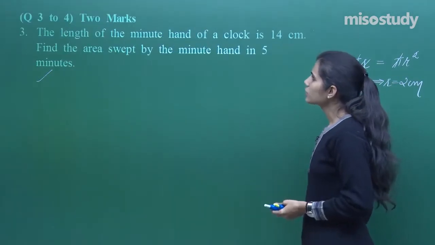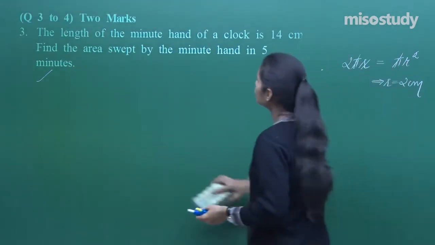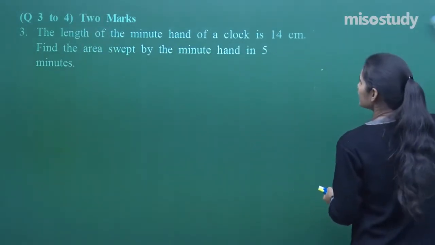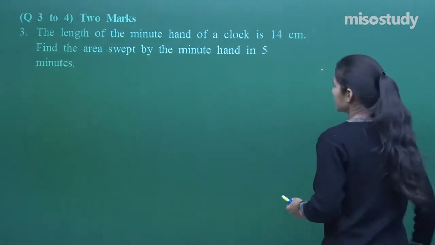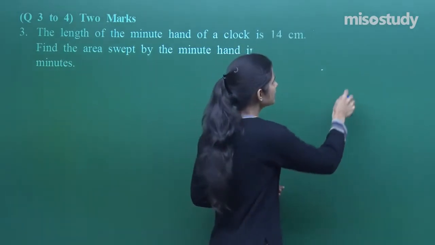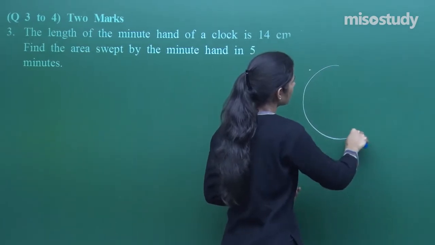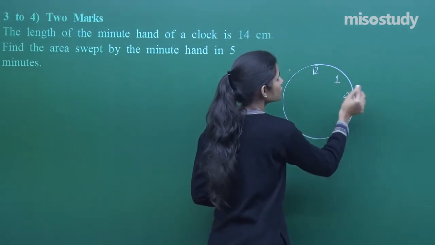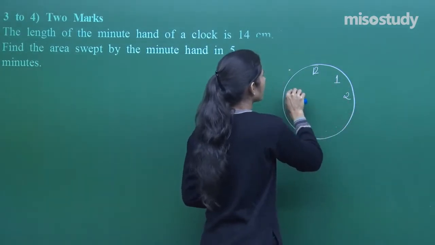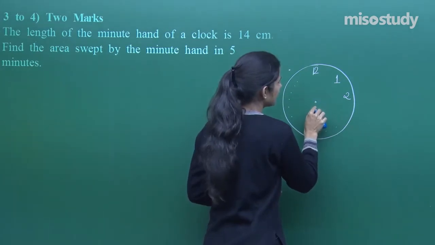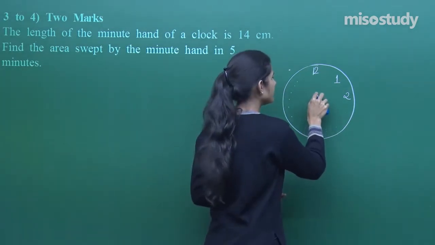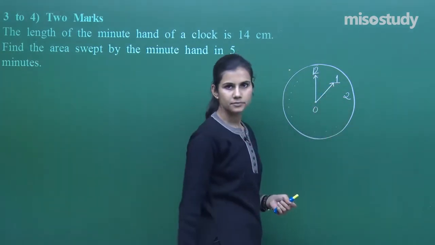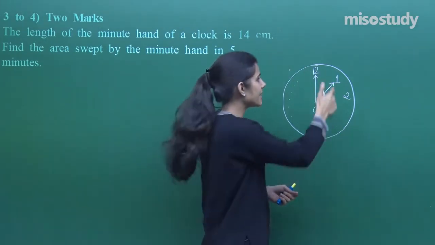So you have the next question, that the length of the minute hand of a clock is 14 centimeters. Find the area swept by the minute hand in 5 minutes. Now for 5 minutes, you have to understand the situation. If that's the clock, say this is 12, this is 1, this is 2, and so on. So this is the center. Say right now my minute hand is here. After 5 minutes my minute hand will be here. Let's just take 12 and 1. You can take any two consecutive digits.